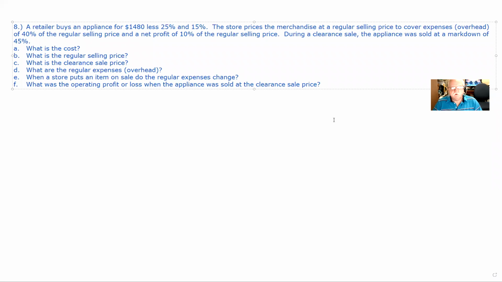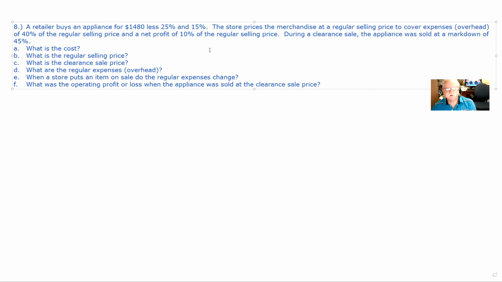Hi, this is question number 8 from chapter 5, part B. They're telling us a whole bunch of nonsense and want us to calculate a whole bunch of nonsense. So let's start with reading the question.